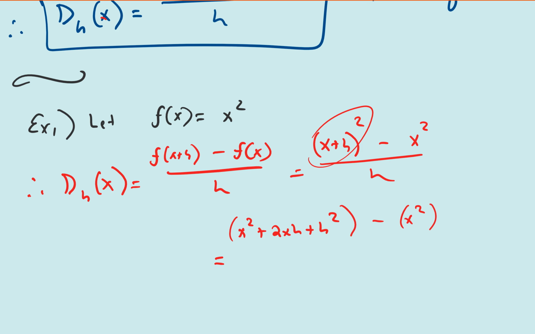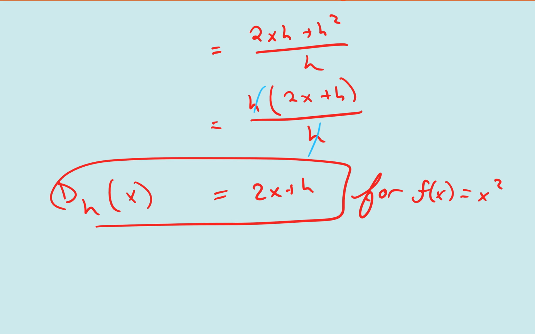And this is going to be equal to 2xh plus h squared all divided by h. From here we have an h that is common with the top terms, and we can algebraically cancel these. And we're left with 2x plus h. So this is the difference quotient D_h(x) for f(x) equal to x squared. And in the next video, we'll demonstrate why this is actually useful.